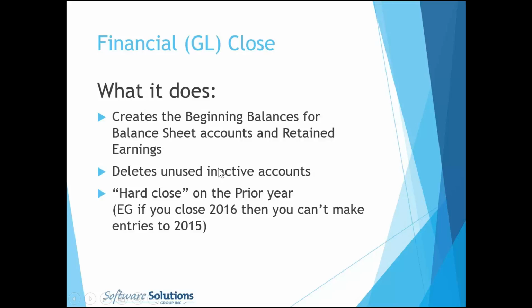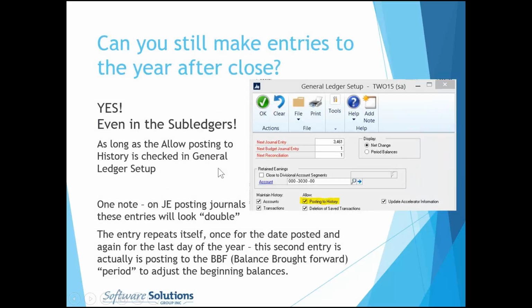All right. Can you still make entries to the year after it is closed? Yes, even in your subledgers. There is a checkbox in General Ledger setup called Allow Posting to History. This allows this to happen. And remember, it'll look at your fiscal period closings also. One thing is if you're doing that, your posting journals look double. Every journal entry actually repeats itself, once for the date you're posting it, and then again for the last day of the year.